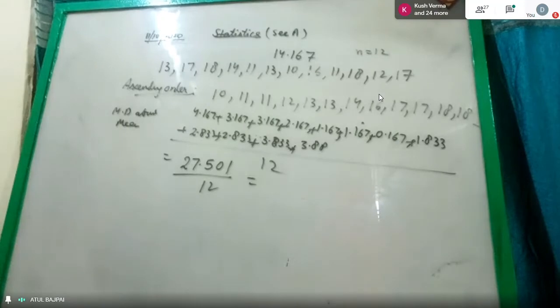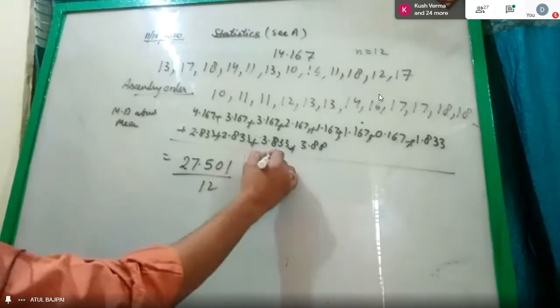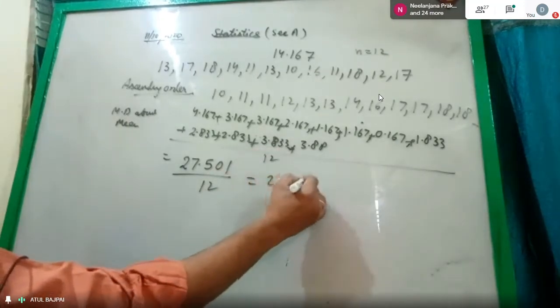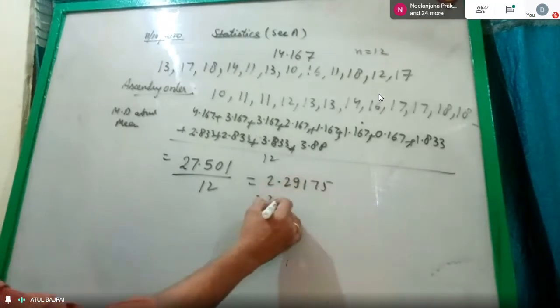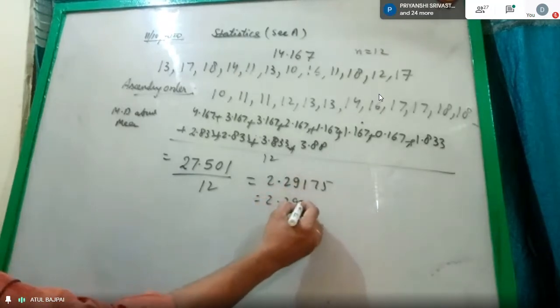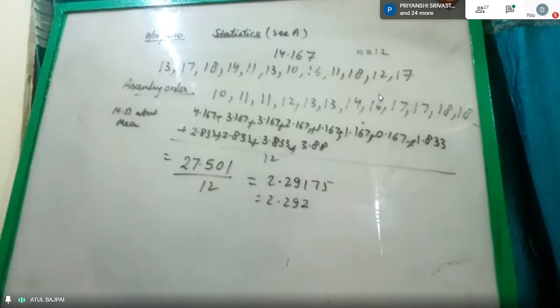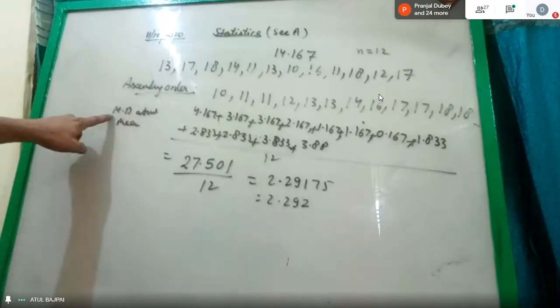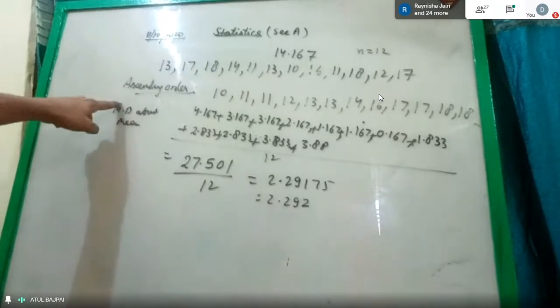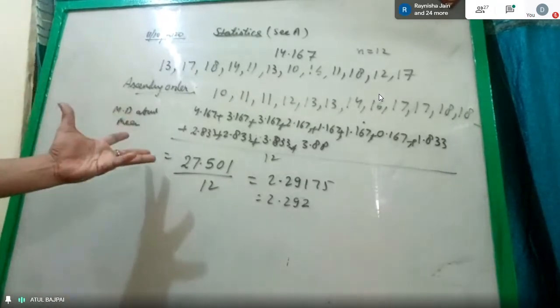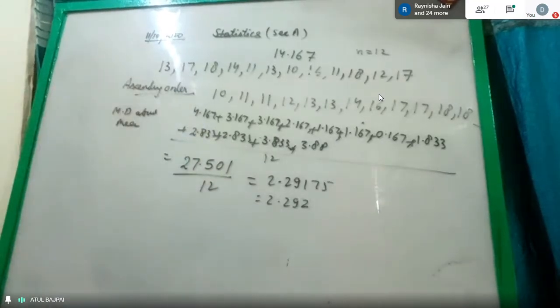Sir, it is coming 2.29175. You can write all of it, or you can write just up to the third decimal place. This is the mean deviation about the mean. Mean deviation, that is the mean of the deviations, and deviations from what? From the mean. Clear about this?